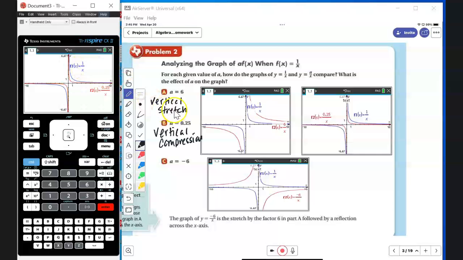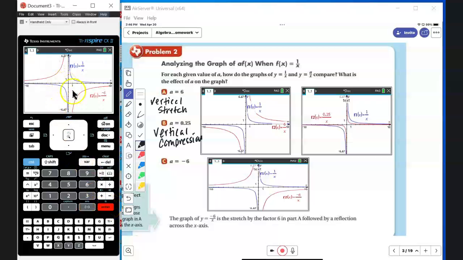And it's by a factor of 0.25. Now we know when we have a negative in the past, we've talked about reflection. And you're going to see that there is going to be a reflection. So I'm going to go to the tab, and I'm going to go up to 0.25. And it's no longer 0.25. Now we know that the 6 is going to stretch it. But let's see what happens when we have a negative. We introduce a negative. So I'm going to press enter, and then we're going to see what's going to happen.